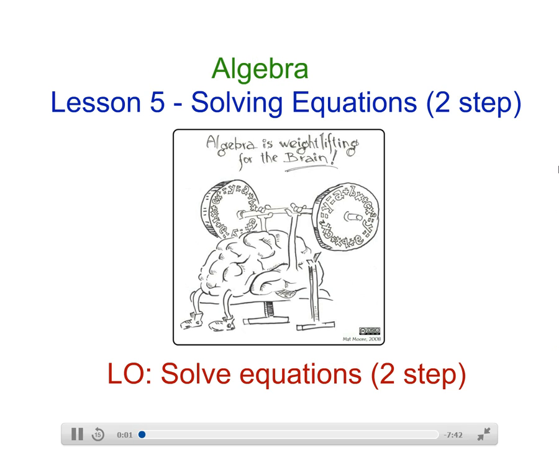Hello and welcome to lesson 5 on algebra. This lesson we're going to look at solving equations using two-step equations. In this video I'm going to be looking at using 4 different methods.